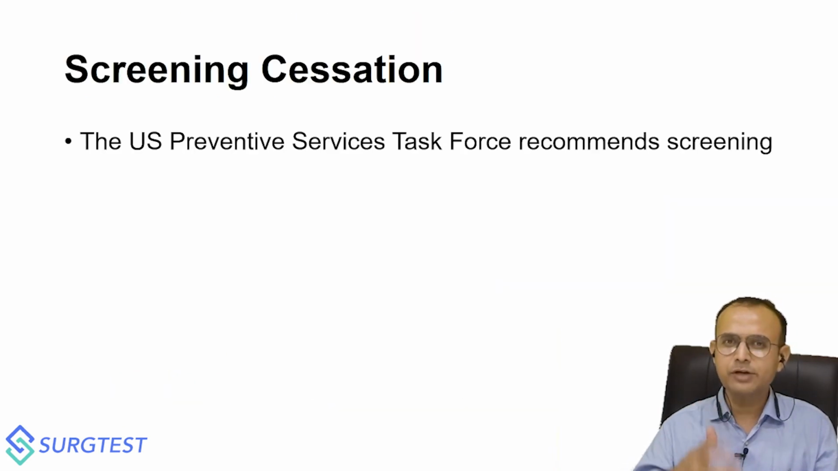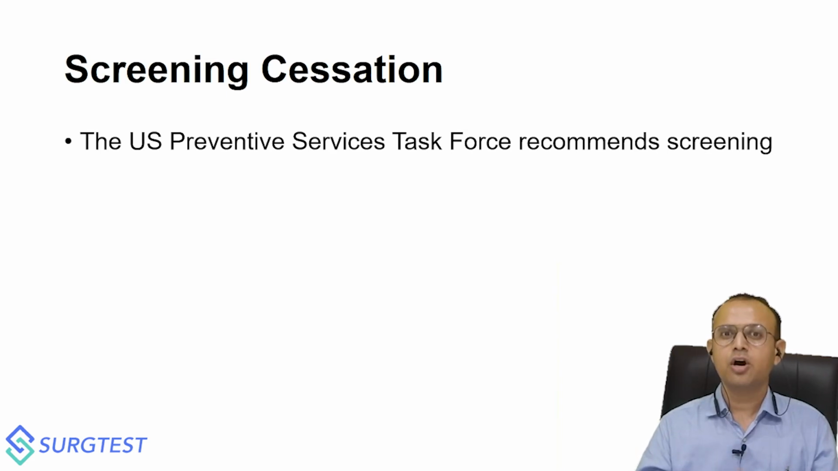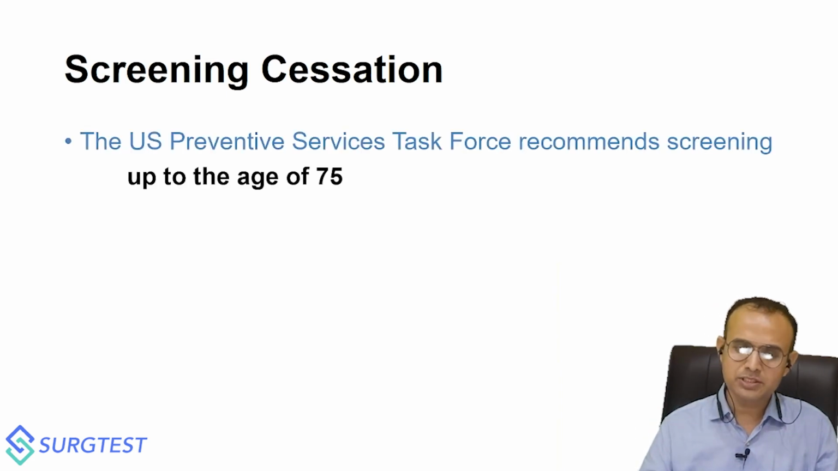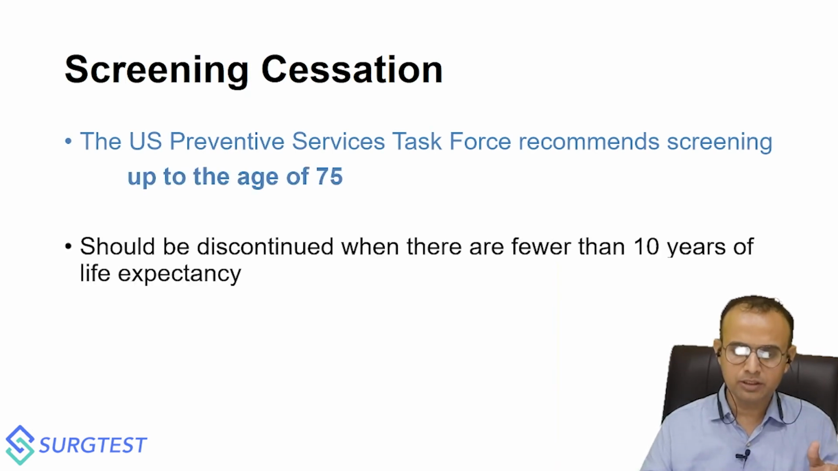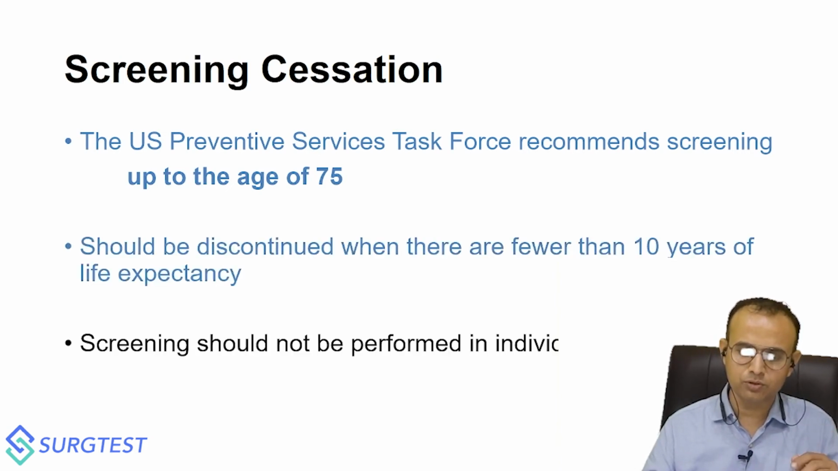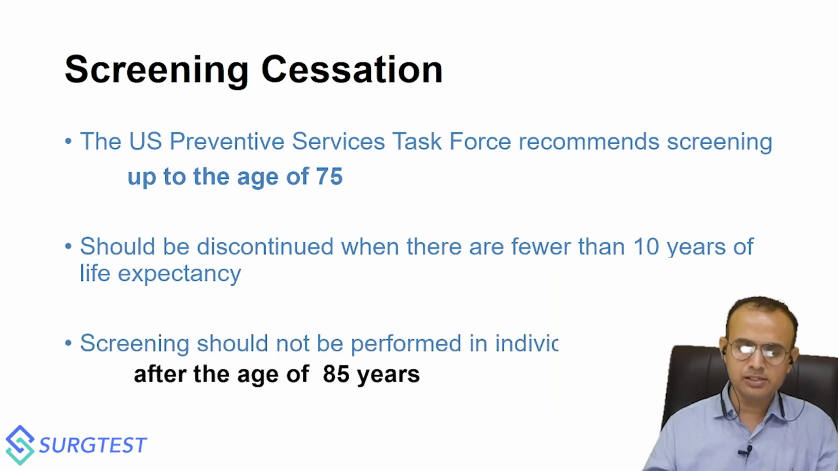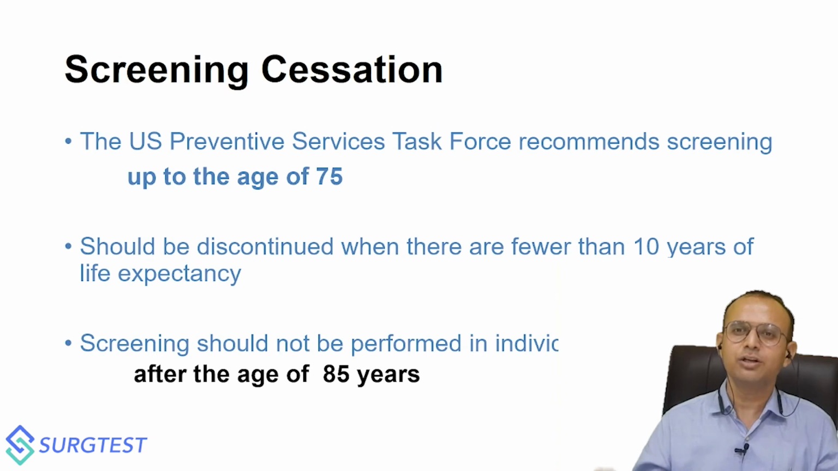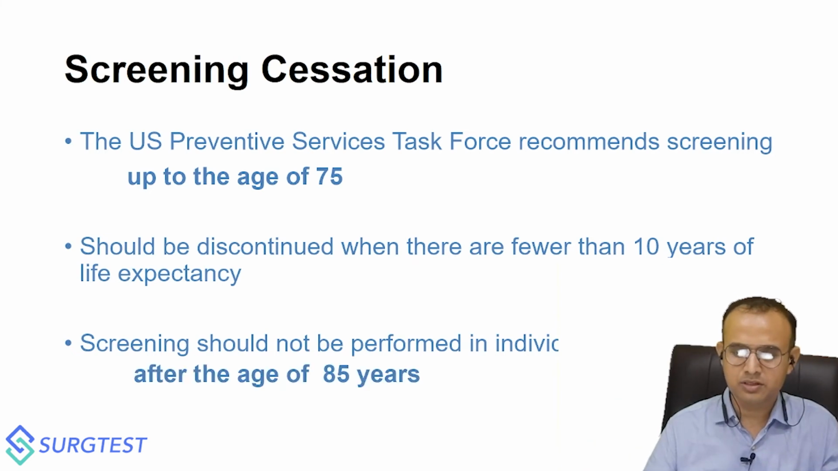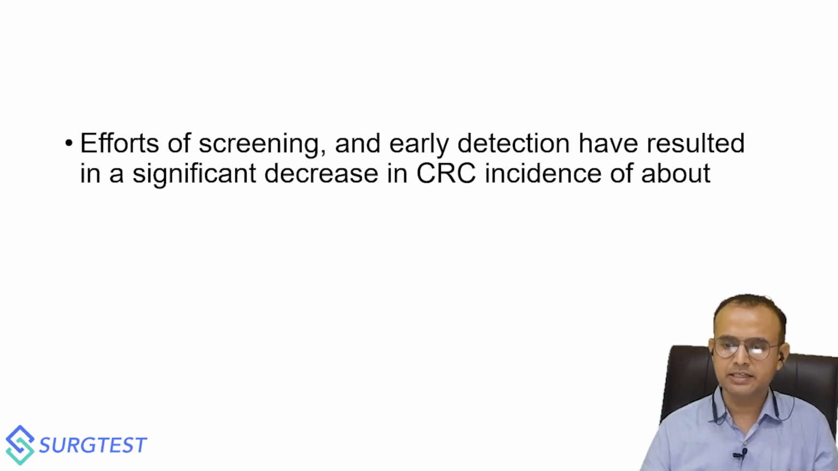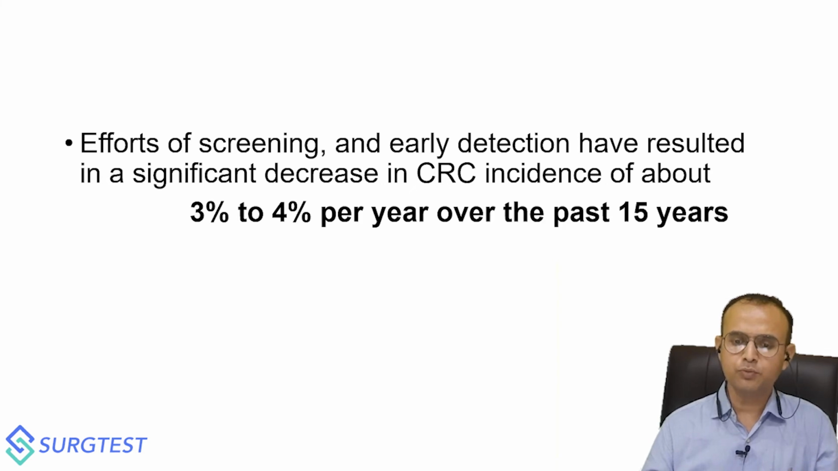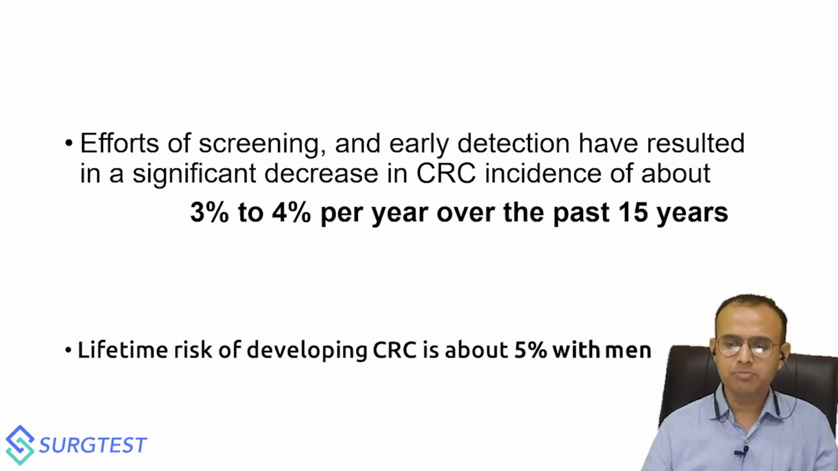Regarding screening, we start screening at 50, and at 40 for high risk. Until how many years do we have to go? The US Task Force says we should continue up to 75 years. After that, no need. We should discontinue if life expectancy is fewer than 10 years. Between 75 and 80, we should not go. Screening should not be performed in an individual after 85. There is no rule, because doing colonoscopy at 85, if some complication comes, will be more hazardous than doing the screening test. Efforts of screening and early detection have resulted in a significant decrease in colorectal cancer incidence, about 3 to 4% per year over the last 15 years. Lifetime risk of colorectal cancer in men is around 5%.